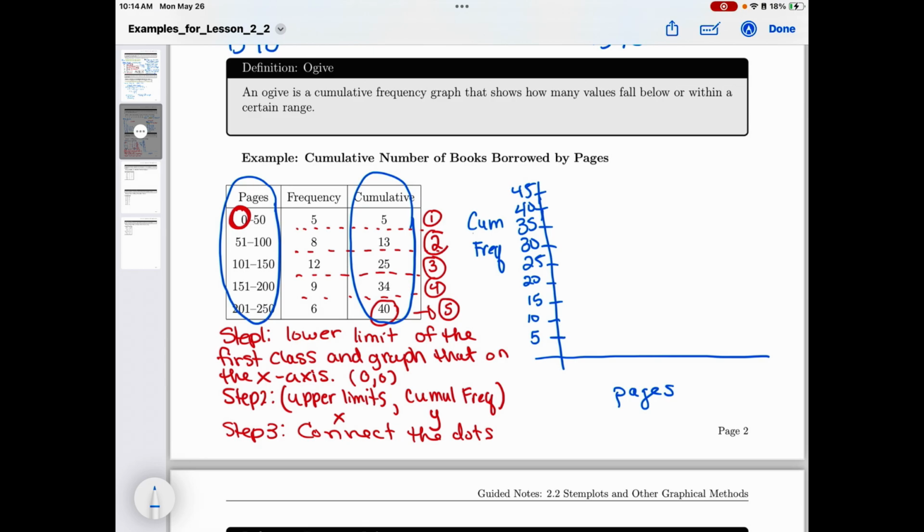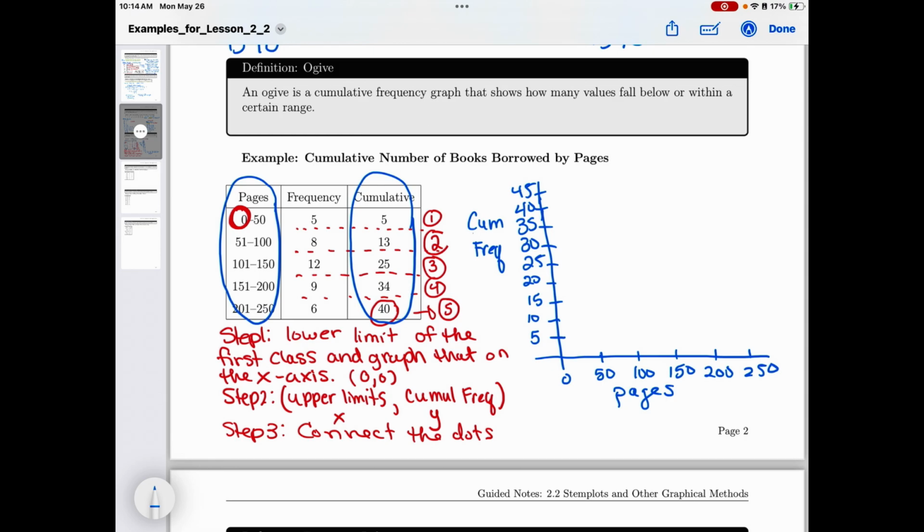Now, for the pages, it looks like we go out from 0 to 250. So I'm going to go by, say, 50s on this one. So here's 0, 50, 100, 150, 200, 250.